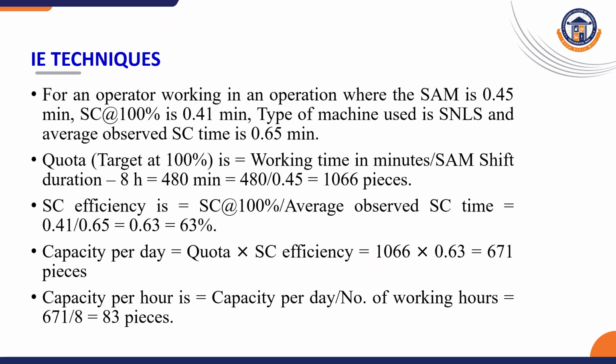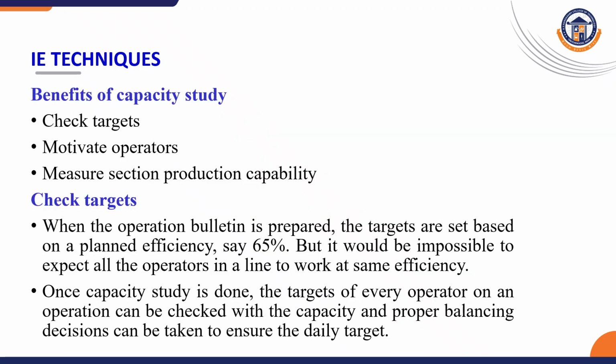We immediately think after taking some readings that 1066 pieces can be made. No, they can only make up to 671 pieces because efficiency comes down. Now, what are the benefits of this capacity study? You can check the targets regularly. You can motivate the operators if they give slightly less, because every hour you are checking at regular intervals, you can motivate them to attain the capacity.